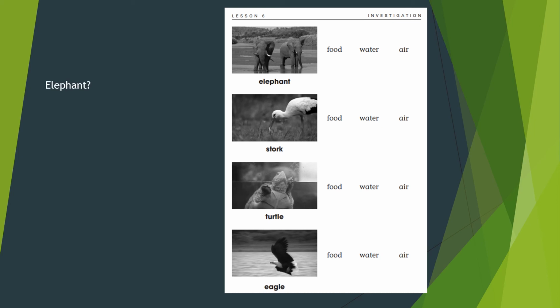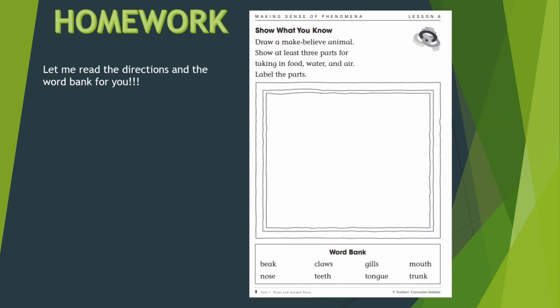All right, what are those elephants doing? They're drinking water. They're getting their water. So circle water. And that stork is getting something out of water. What's that stork getting? Food. Good job. And now look at that turtle. The turtle is coming up out of the water to do what? To get some air. Good job. And last, what does that eagle have in its claws? Food. Nice work.